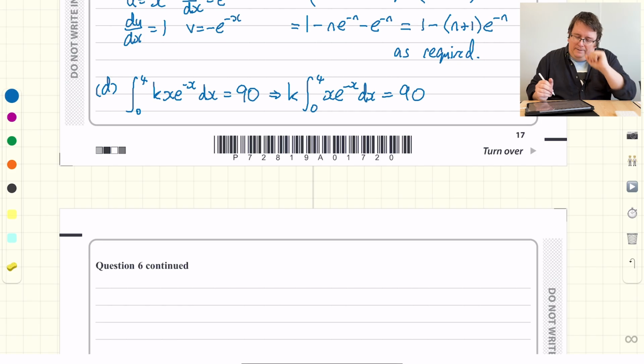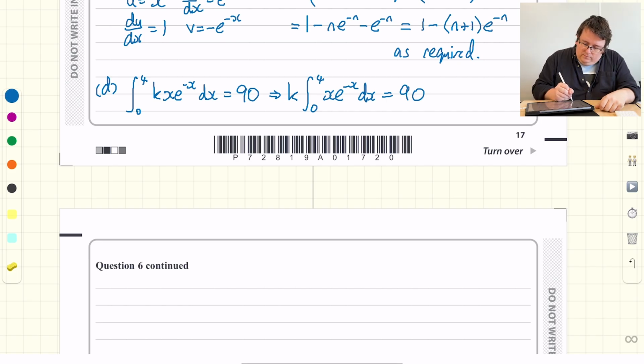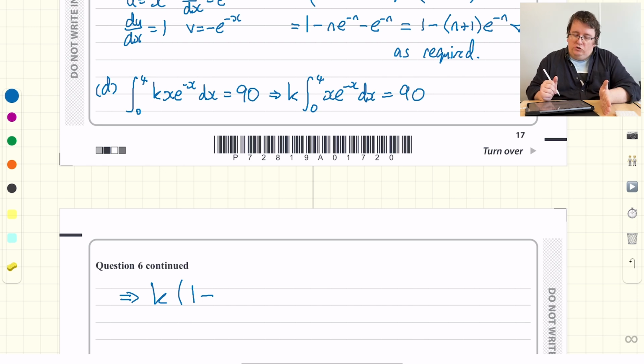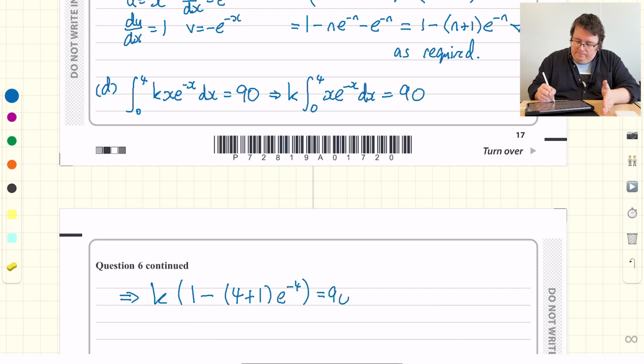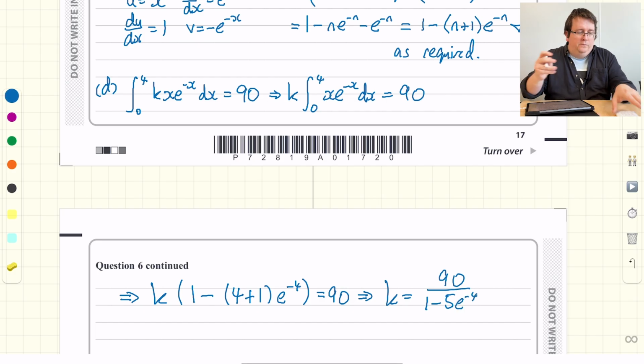So then we've got k times by, now I'm going to use this result here, 1 take away, now n here is 4, that's your upper limit of the integral, and that's going to be equal to 90. So k is 90 over 1 take away 5 e to the minus 4.